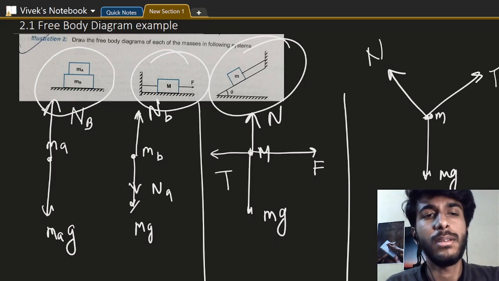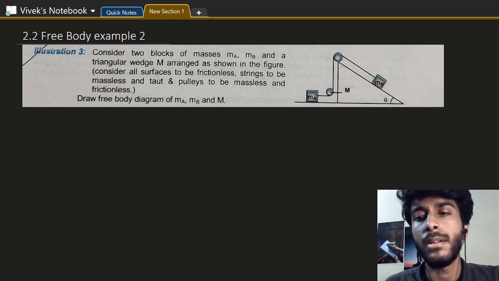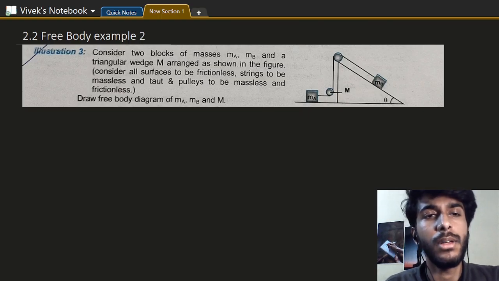It is that easy. You have to just consider the mass as point object, mention all the forces, whether it is gravitational force, normal reaction, tension, whatever you see, and just plot it. That is the free body diagram. It is that easy to draw. Let us consider the final example to understand the free body diagram deeply.